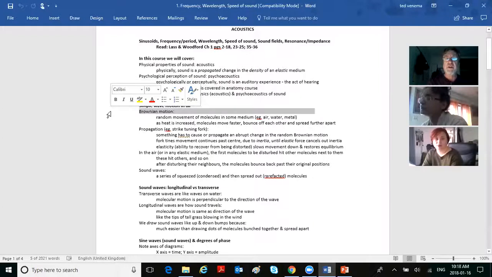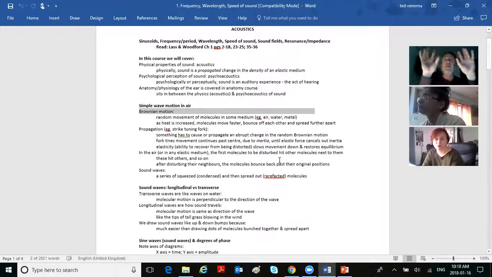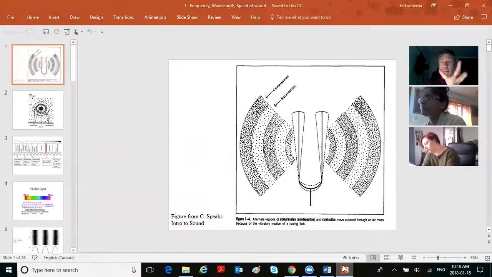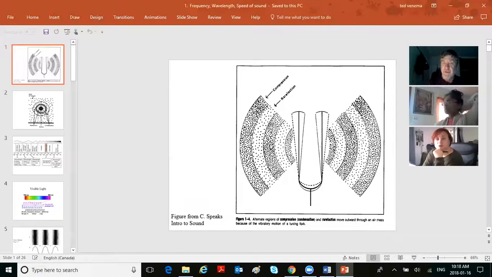Next, simple wave motion in air. Brownian motion has nothing to do with the color brown. It means random movement of molecules with no sound. As soon as you strike a tuning fork, boom, you got a pattern. Condensed, rarefacted, condensed, rarefacted, condensed, rarefacted, traveling outward at 766 miles an hour. That's not Brownian motion. This is sound.